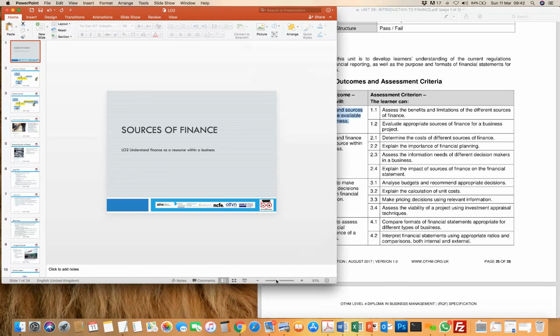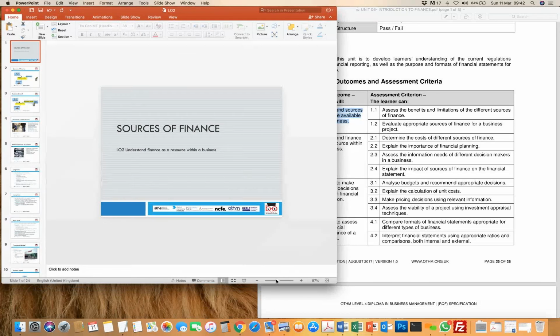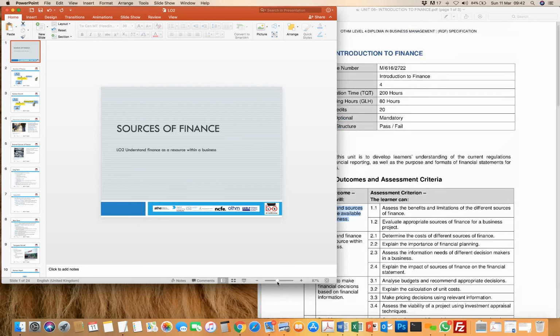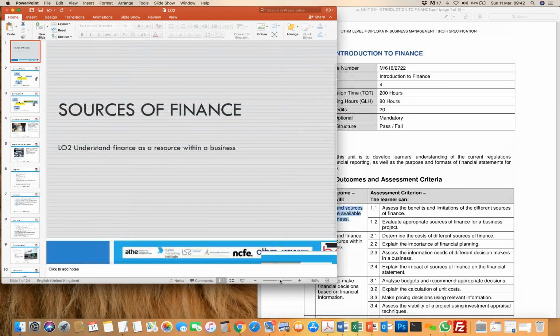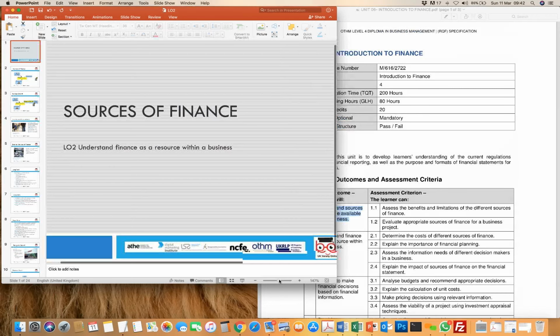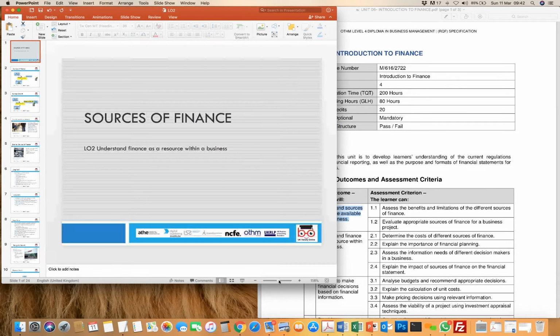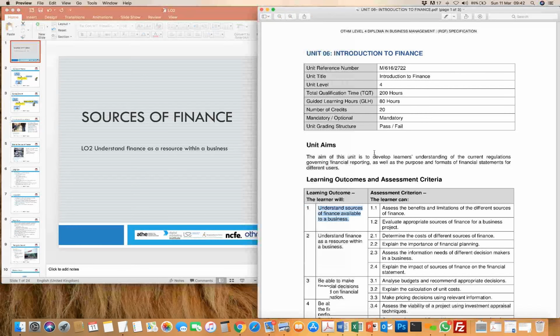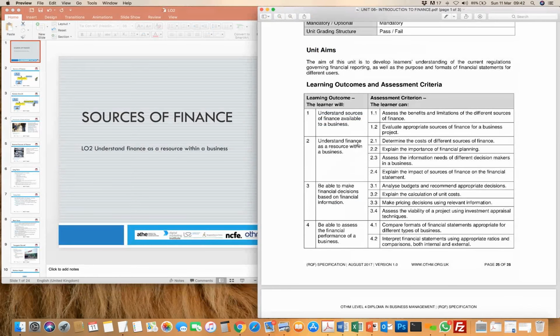So what we're looking at doing is continuing with our coverage of Unit 6, which is basically Introduction to Finance. In this session, I'm going to take up Learning Outcome 2. In the previous session, we understood how a business approaches the issues of finance.